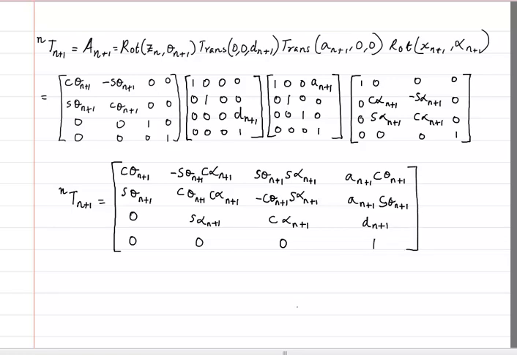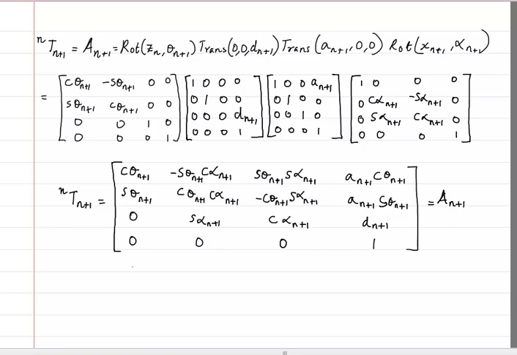So this is what we are having, and this can be written in short form as A n plus 1. So remember here, everywhere theta n plus 1, alpha n plus 1, d n plus 1, whether it is theta, whether it is d, whether it is a, whether it is alpha, it is all having the subscript of n plus 1. That's why it is important to write A n plus 1.